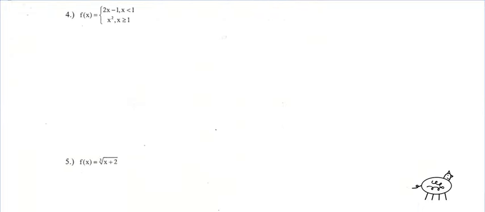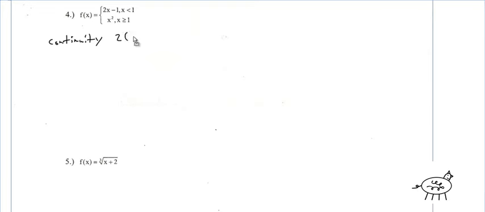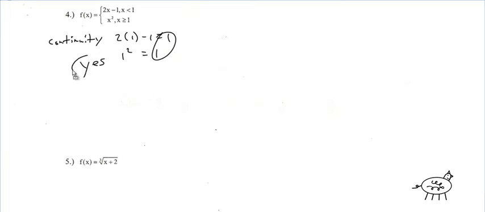Okay, number 4. I give you a nice friendly piecewise function, and we just have to do a little investigation of this piecewise function. First of all, we need to check for continuity. The other one was continuous because it was an absolute value function. This one I need to check for continuity, so I'm going to plug a 1 in there. So 2 times 1 minus 1 is 1, and 1 squared is equal to 1. So yes, it's continuous.